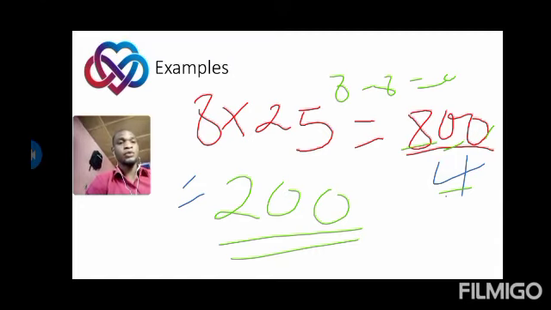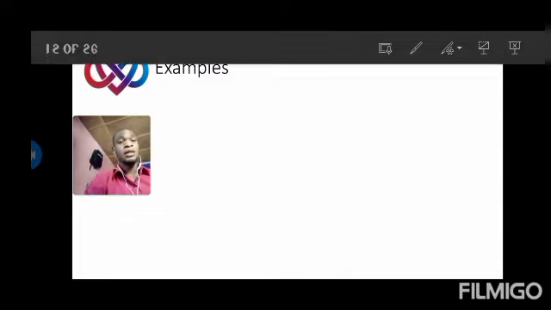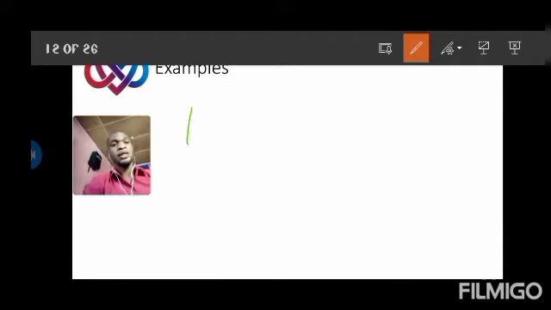So we move to the next example. Let's take a look at another example here. Let's pick any 2-digit number. Let's say 13 multiplied by 25. 13 multiplied by 25.